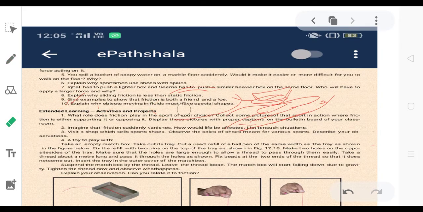So when an object moves in fluid, friction opposes the motion. So to reduce the friction between the object and the fluid, the object is given a special shape called streamline shape. An example is the aeroplane, boat.